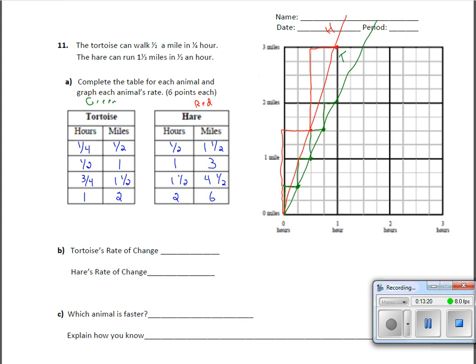The tortoise's rate of change is 2 over 1, and the hare's rate of change is 3 over 1. So which animal is faster? I would say the hare. And explain how you know: because the rate of change is higher. All right, that concludes my proportionality quiz. Thank you for listening.